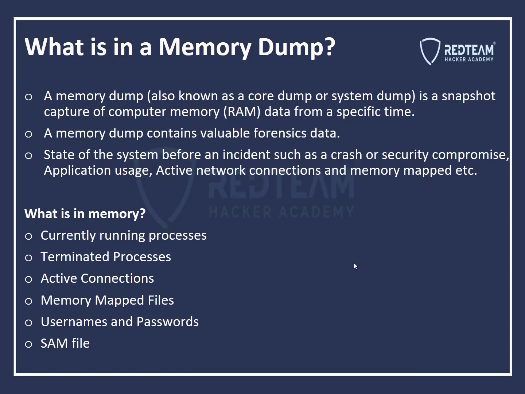For more clarity, what is a memory dump? Basically, a memory dump is like a snapshot or a capture of RAM for a specific time, of what was running. What you could get from there is currently running processes, your terminated processes, your active connections, your usernames, passwords even, the SAM file, memory mapped files, your process environment block, your malicious EXEs, your fileless malwares, and many more. So you can get these details from memory.